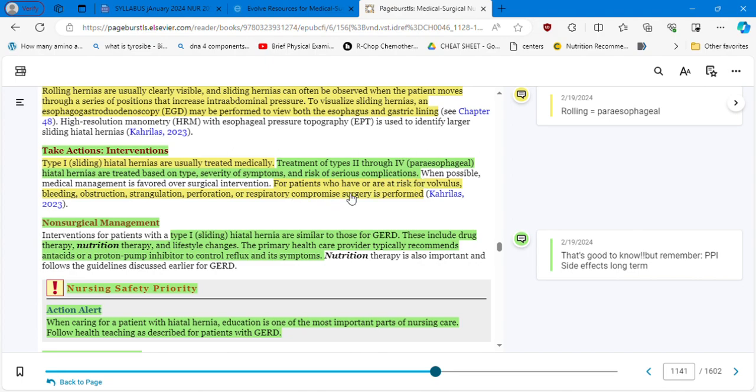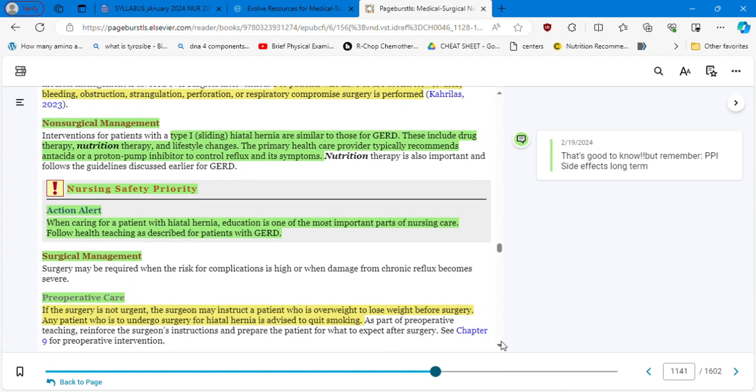For patients who have or are at risk for volvulus, which is the twisting, bleeding, obstruction, strangulation, perforation, or respiratory compromise, surgery is the approach selected. Non-surgical management in type 1 is similar to that for GERD. These include drug therapy, nutrition therapy, and lifestyle changes, right?